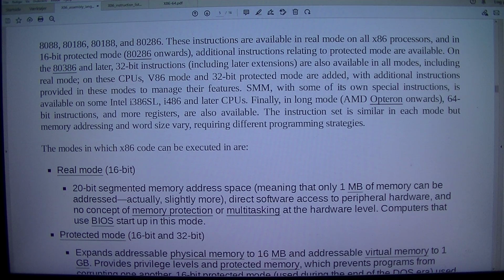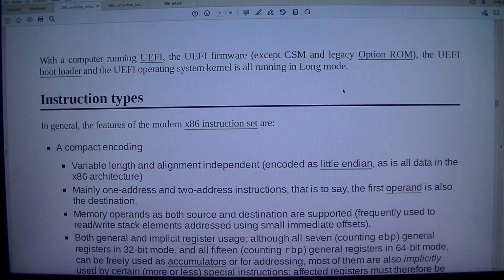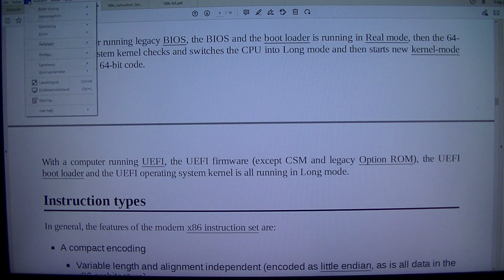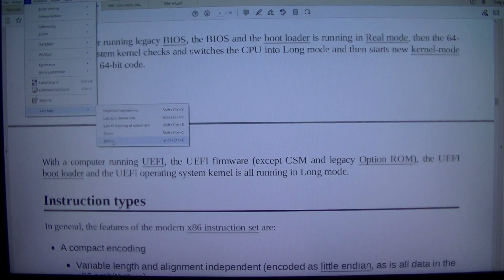including real mode, on these CPUs. X86 mode and 32-bit protected mode are added, with additional instructions provided in these modes to manage their features. SMM, with some of its own special instructions, is available on some Intel i386SL, i486 and later CPUs. Finally, in long mode, AMD SMM, with some of its own special instructions, is with a computer running UEFI, the UEFI firmware, X86 and legacy option ROM, the UEFI boot.